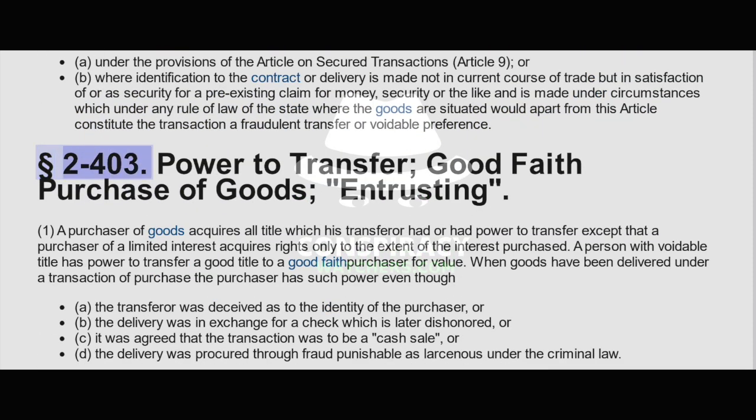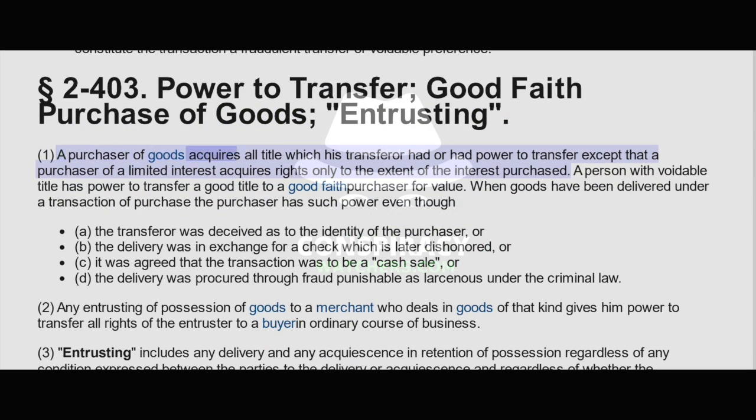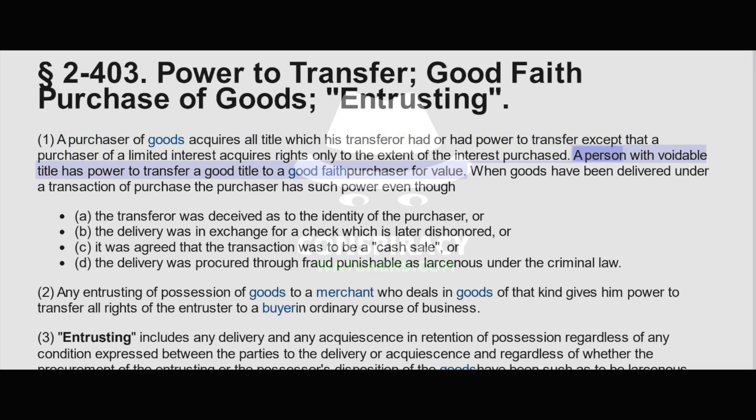Section 2-403. Power to transfer, good faith purchase of goods, entrusting. A purchaser of goods acquires all title which his transferor had or had power to transfer, except that a purchaser of a limited interest acquires rights only to the extent of the interest purchased. A person with voidable title has power to transfer a good title to a good faith purchaser for value.